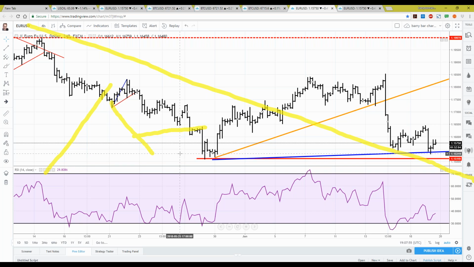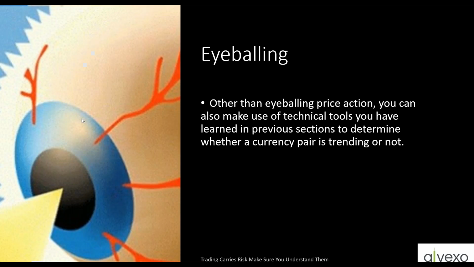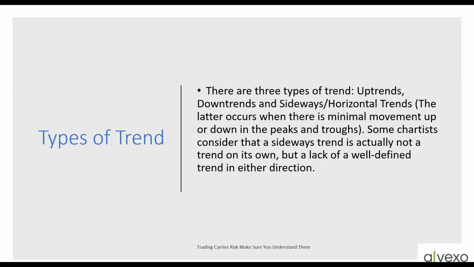Same thing for assets. Okay? They are just typically predictions or outlooks of how the sentiment is actually moving and how historically the assets have moved. Now, one of the best ways to see this is simply eyeballing. Other than eyeballing price action, you can make use of technical tools that you've learned to see whether a pair or an asset is trending or not.